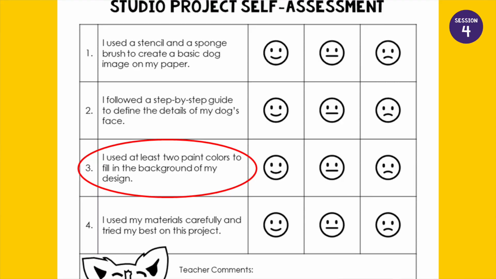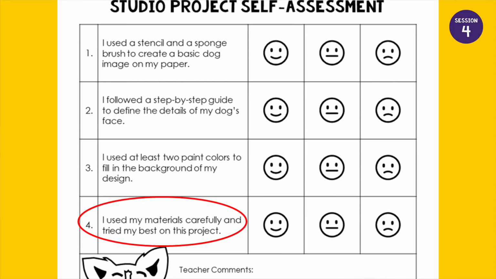The third one says, I used at least 2 paint colors to fill in the background of my design. So that's where they're thinking critically about how they did during session 3 with the background. And then the fourth one, I use my materials carefully and try my best on this project. So that's where they're thinking about their own efforts and craftsmanship, that kind of thing. There's a spot on the self-assessment to leave individual comments if you have time to do that. That would be awesome.